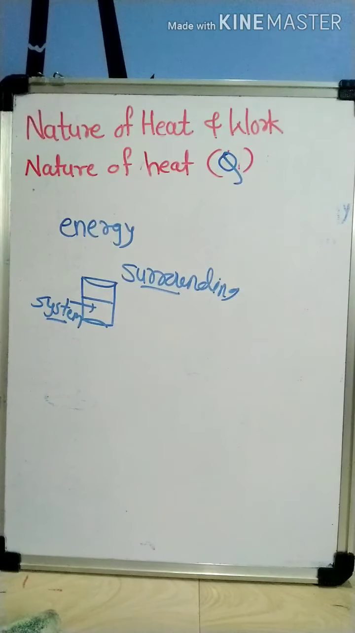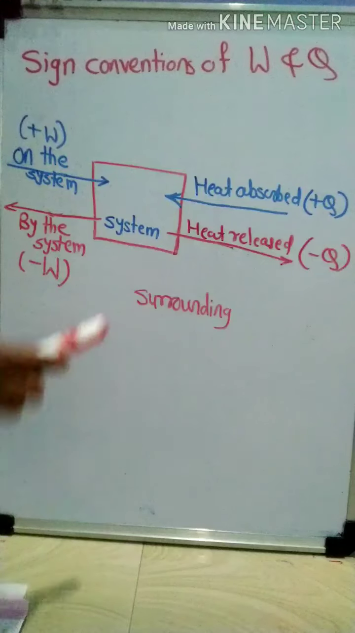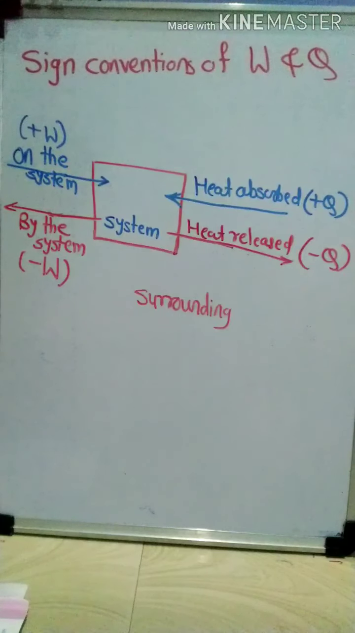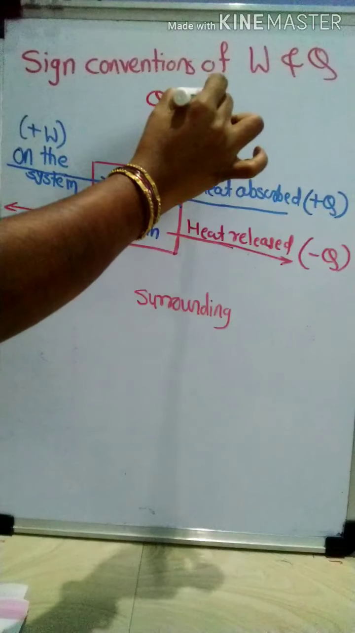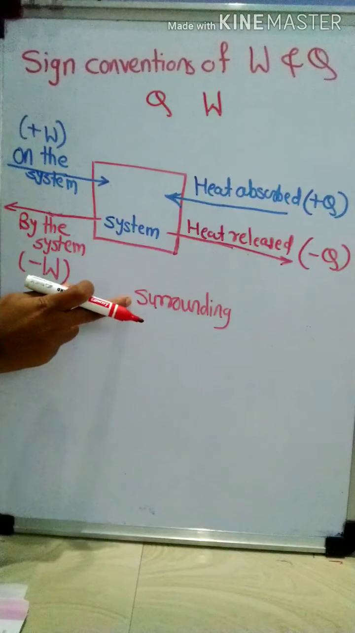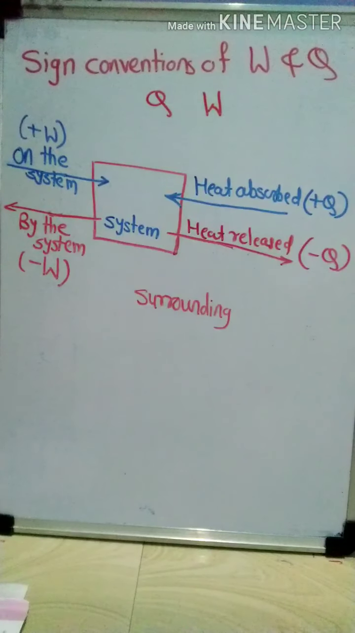Both have a sign convention, and the next point is the sign convention of W and Q. Here is the system, and this is the surrounding. A system exchanges energy with its surrounding either by transfer of heat or work done, and this heat and work done has a sign convention, plus and minus.